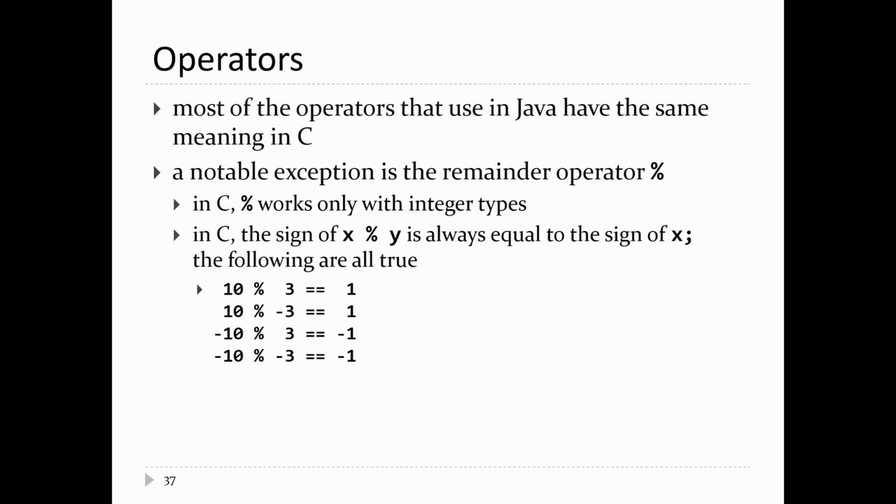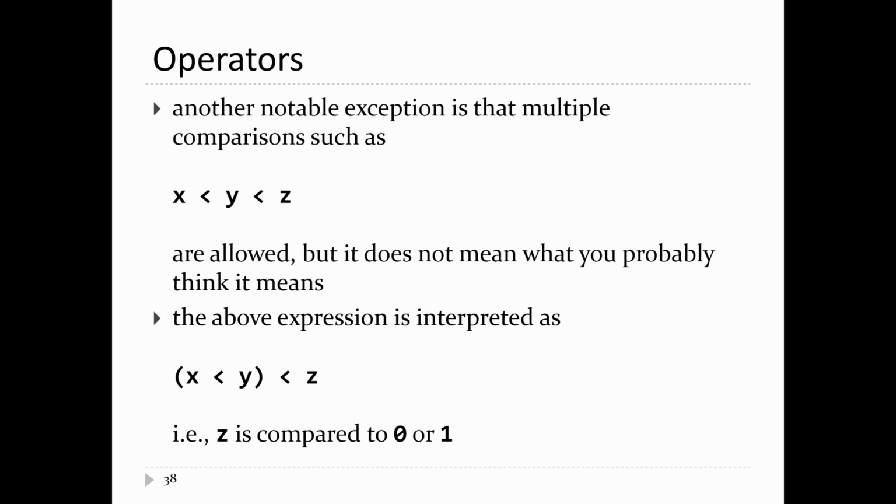The other notable exception is the comparison operators. You can write an expression like x less than y less than z in C, but it does not do what you want it to do. This is not checking whether y is greater than x and y is less than z. If you want to check that, you have to use and. So you have to write x less than y and y less than z.